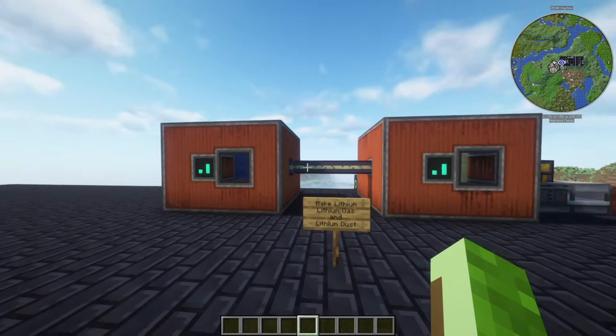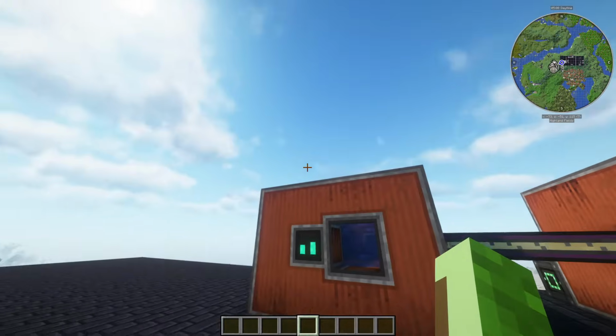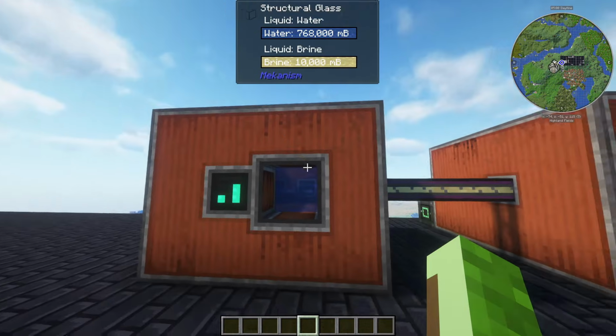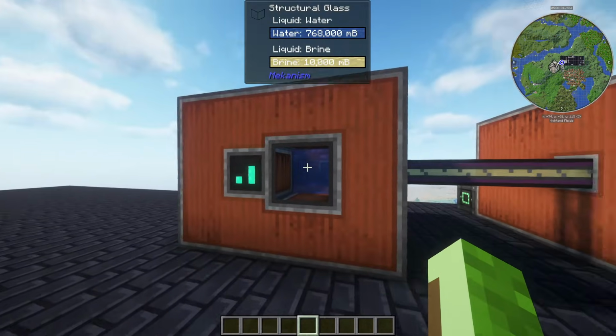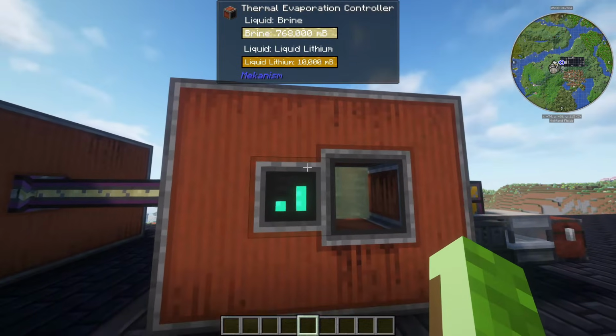Alright, so let's start out with making lithium, lithium gas, and lithium dust. And to do this, all you need to do is set up 2 thermal evaporation plants, one creating brine, which is then exported into the second, which is creating liquid lithium.